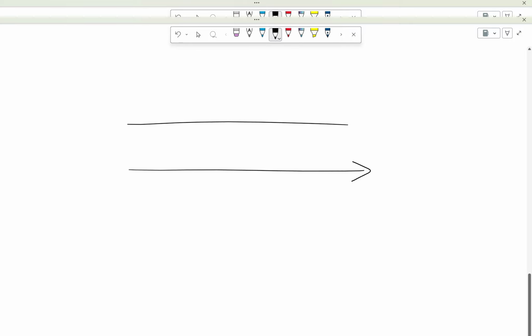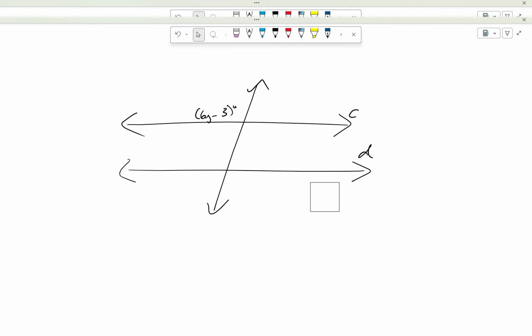All right. Last but not least, last diagram we have here. I have lines C and D. And then I have this angle, which is 6y minus 3 degrees. And I have this angle over here, which is 129 degrees. The only other thing I have given is that C is parallel to D, and we are going to solve for y.